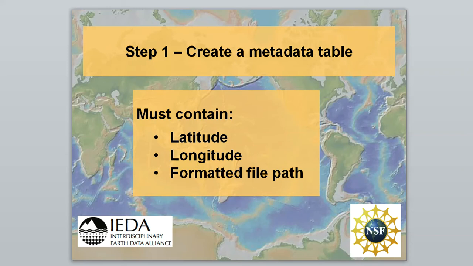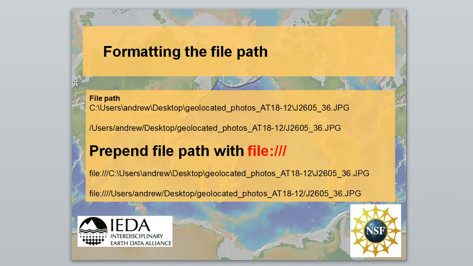So a note about the path. As we just saw, we can find the path to the file, such as this, on a PC. Notice that the slashes here are backslashes on a PC. If we were to look at the same sort of path on a Mac or a Linux machine, we would get forward slashes, such as this. To import the files to GeoMapApp, we need to prepend these paths with file://.